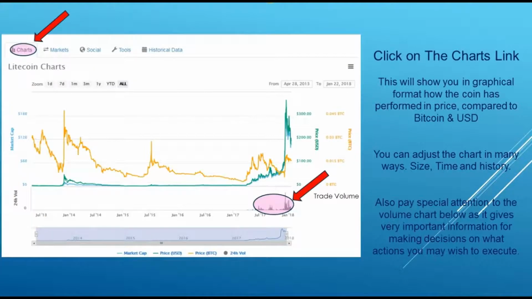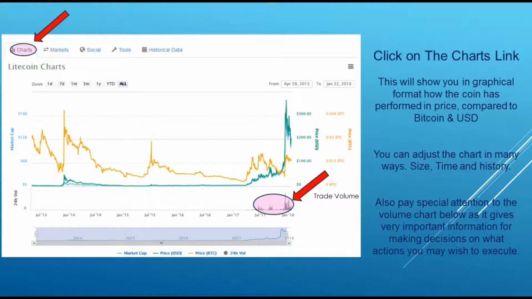Now I'm going to go through some of the links that you can click on when you're on that individual coin. It will be the same for each and every individual coin. The first link we're going to be talking about is the charts. And here you can see a chart. This will show you in graphic format how the coin has performed in price compared to Bitcoin and USD. Basically, of these two lines that you see, the green one is compared to the US dollar, the gold one is how it's performing in comparison to Bitcoin.